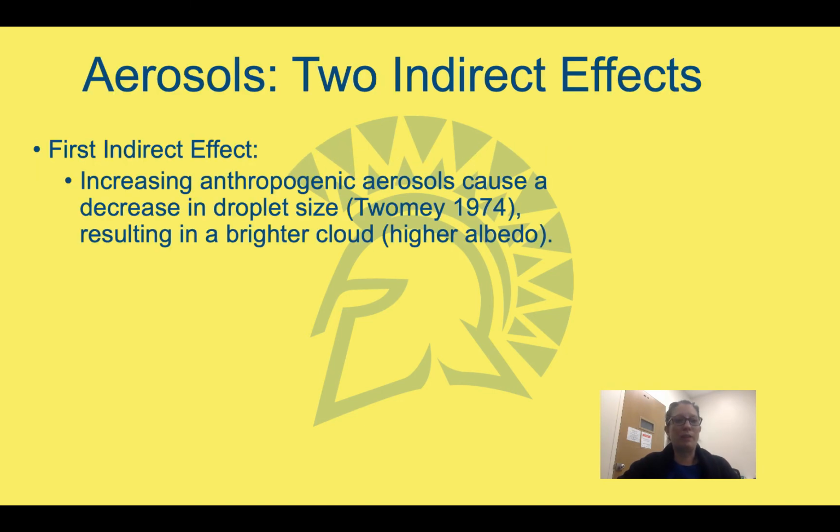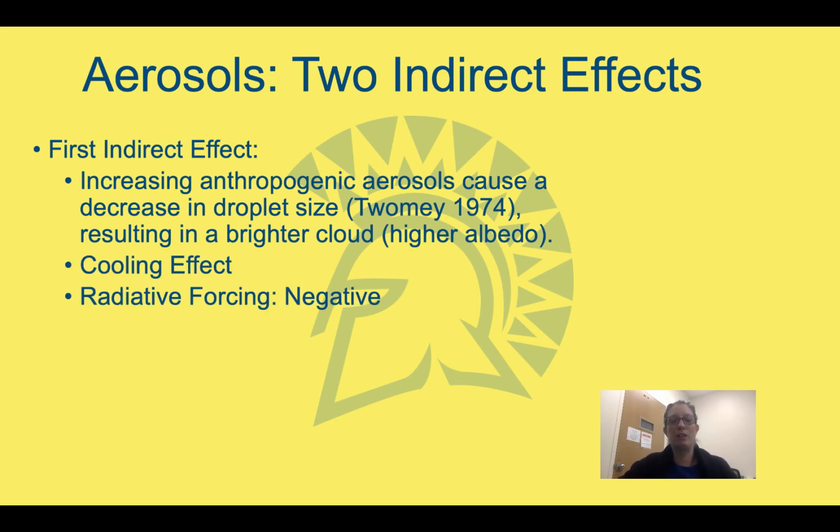So two indirect effects. The first of them is that increasing the anthropogenic aerosols causes a decrease in droplet size, resulting in a brighter cloud. So there's going to be a higher albedo. Basically, the takeaway is a higher albedo. This is going to have a cooling effect, right? Because it's going to reflect more of that incoming radiation. And the radiative forcing is going to be negative because it's not going to have warming. It'll have a cooling effect.